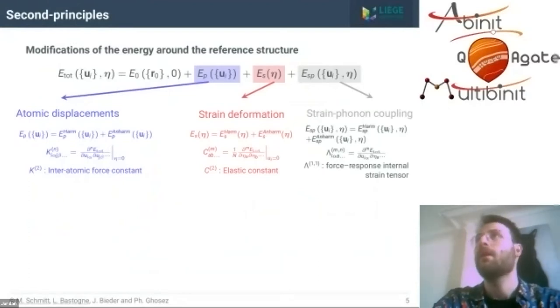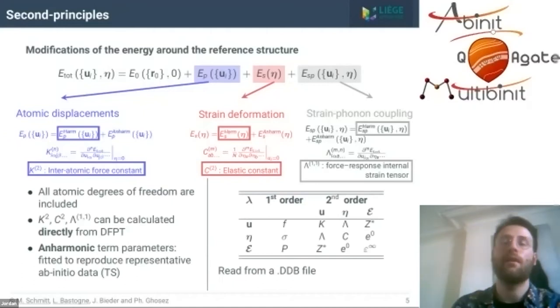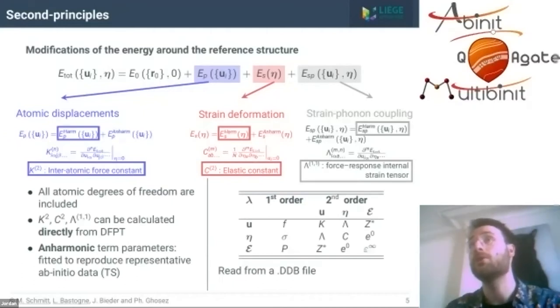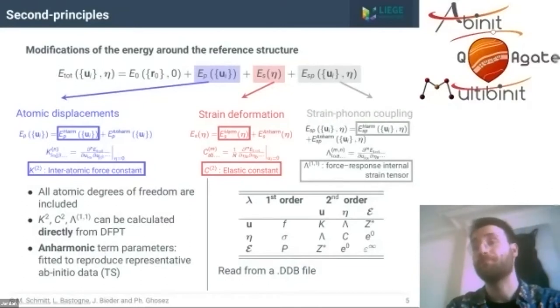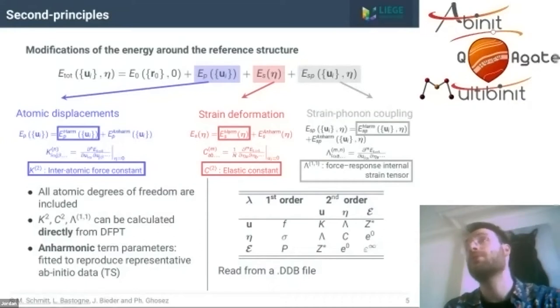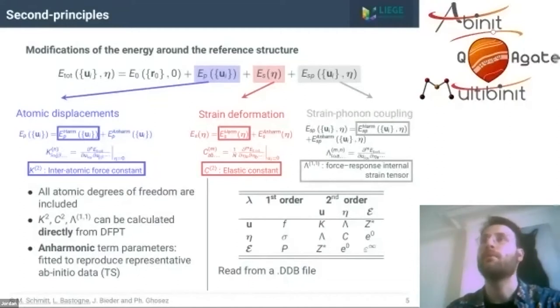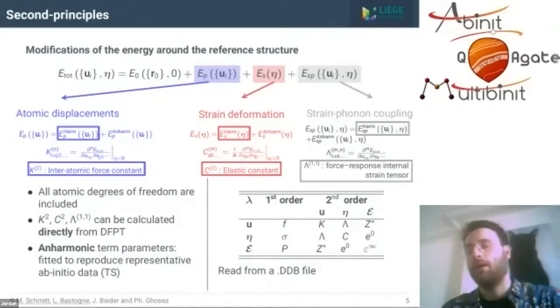Now, for the harmonic parts, ab-initio is very powerful because of the DFPT implementations. And so we extract the whole harmonic part from a typical DFT calculation. In Multibinit, you just give a DDB to it, and you will get all the interatomic force constants, elastic constants, and force response internal strain tensor. We extract them also, since we make use of the Born effective charges and the dielectric tensor to calculate the dipole-dipole interaction. And that's it. And the anharmonic part, this we fit to some generic DFT data.